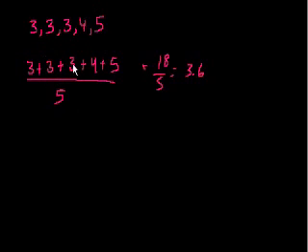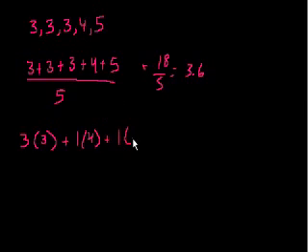If we just rearrange the math here a little bit, we could view it a slightly different way. How many 3's do we have? We have 3 3's, so we could view this as 3 times 3. How many 4's do we have? We have 1 4, so it's plus 1 times 4, plus 1 times 5. All of that divided by 5.